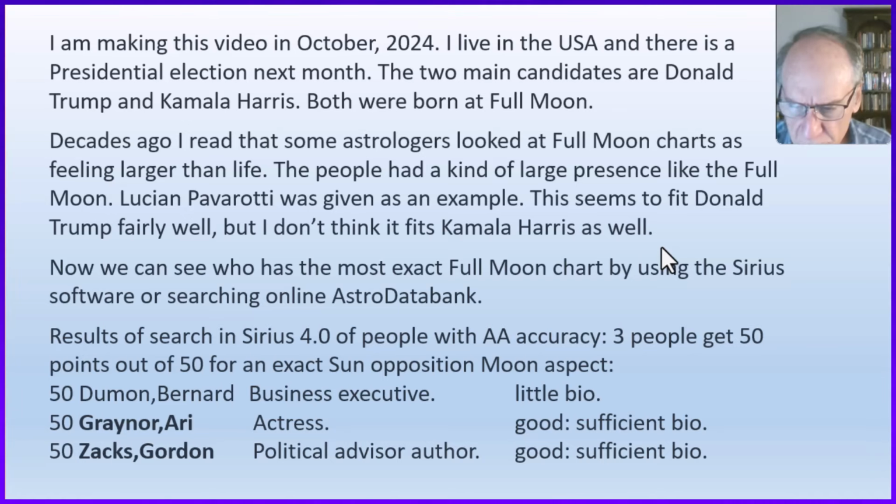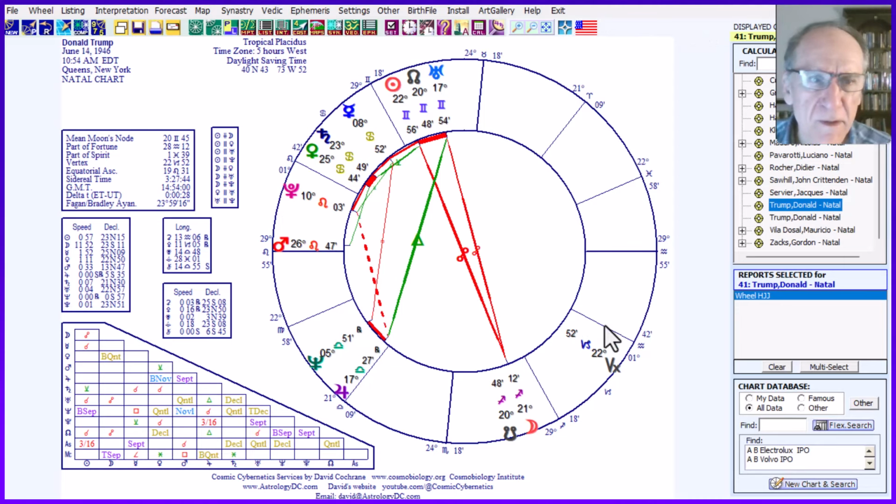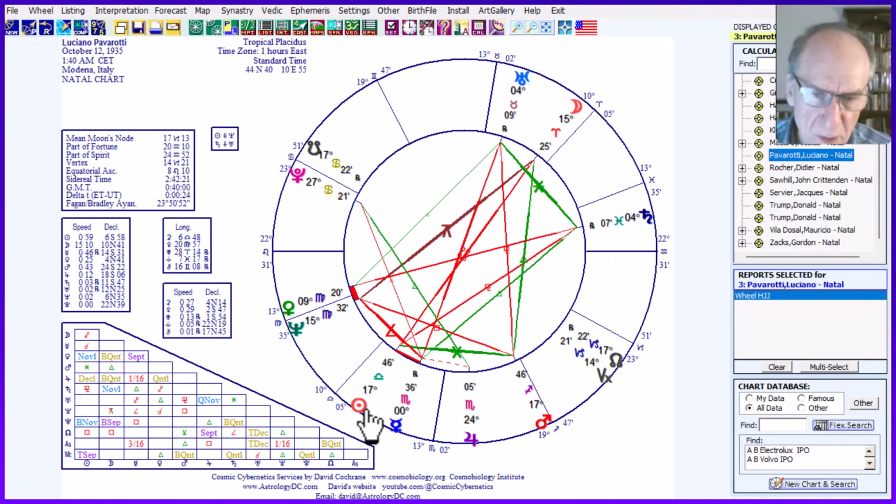Now, many years ago, decades ago, I was reading some ideas from an astrologer in a book, and the astrologer was saying that if a person's born at full moon, they have this large presence. It's just like the moon is full, like they're just big. They're just really shining and have kind of charisma or something. And Luciano Pavarotti was given as an example decades ago of somebody who has that fullness of the full moon. And there's Pavarotti, born at full moon. The moon's about 2 degrees before opposition to the sun, very similar to Trump.